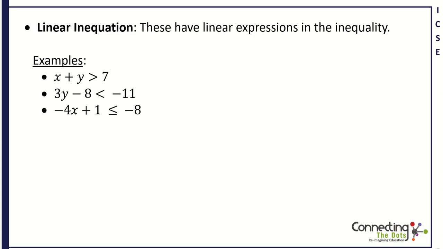What is a linear inequation? That is the name of this chapter. A linear inequation is an expression which is linear and there is an inequality. So all of these examples are linear expressions. So x plus y is greater than 7. It's a linear expression and that is greater than 7. 3y minus 8 is less than minus 11. So all of these are examples of linear inequations.